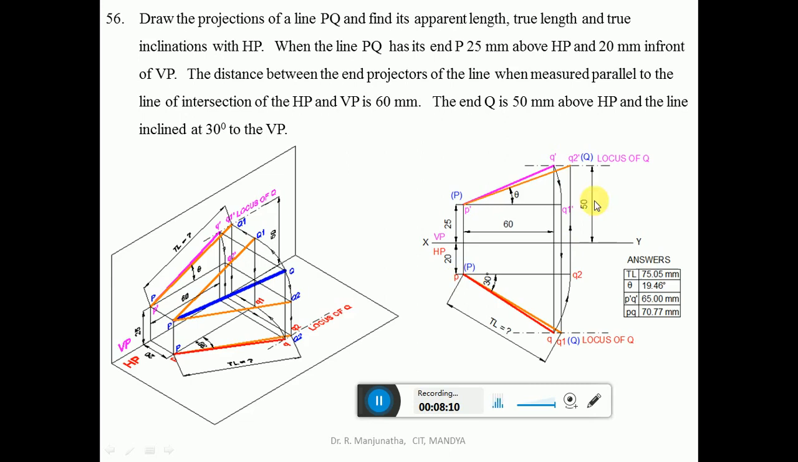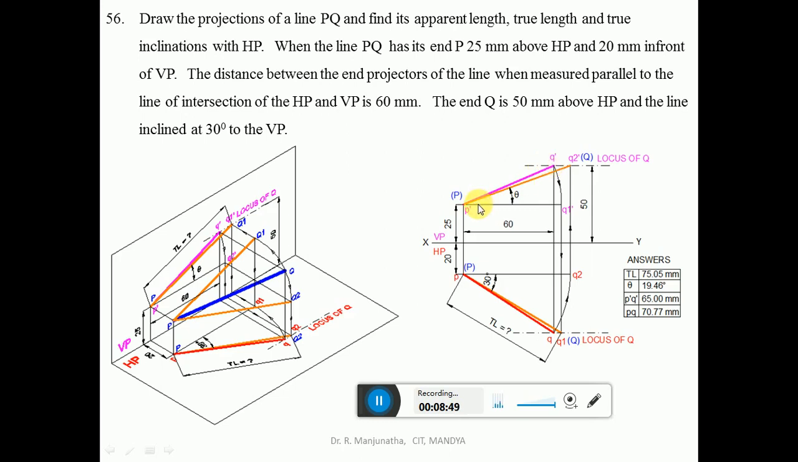Then the distance of Q above HP is 50 mm. So from the XY line you measure 50 mm above the XY line and draw a dashed dotted line, which is going to be the locus of Q in the front view. And we know the distance between the end projectors, which will cut the locus in both the front view as well as the top view. So the locus of Q in the front view is here. When it is projected, it will cut the locus here. So this point will become Q dash, and join P dash Q dash with a dark line. So you got this now.